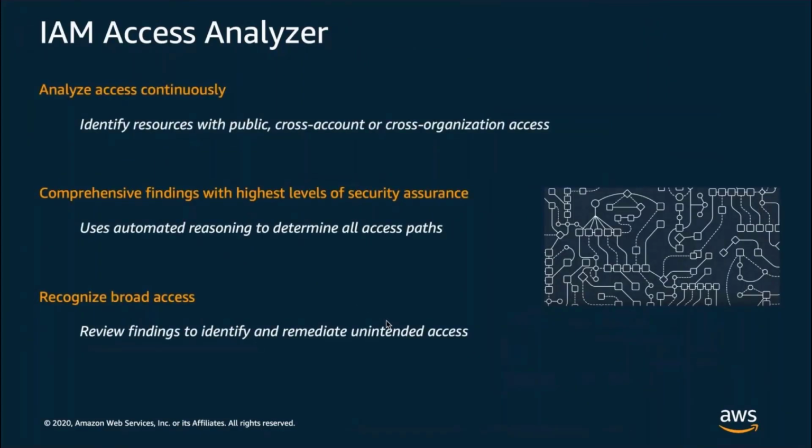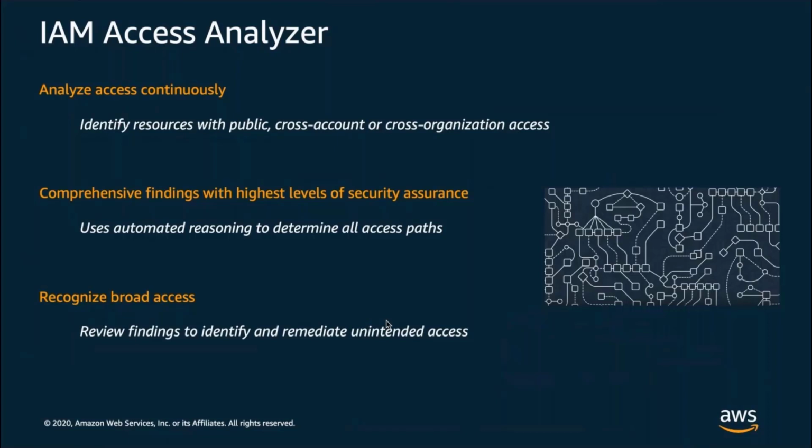So what does IAM Access Analyzer do? Access Analyzer continuously monitors for new or updated resource policies and analyzes resource permissions for your S3 buckets, KMS keys, SQS queues, IAM roles, and Lambda functions and layers. It generates comprehensive findings that identify resources that can be accessed publicly or from outside an AWS account or organization.